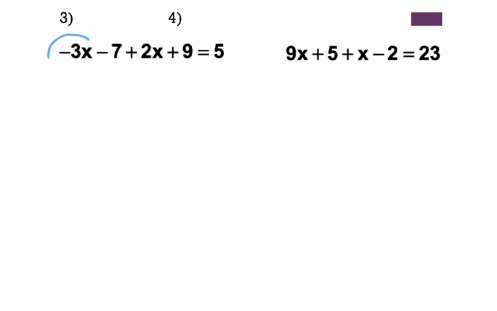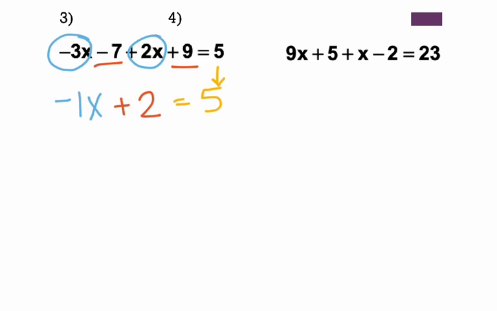All right, on the left side here, we have negative 3x and a positive 2x. Well, negative 3x plus 2x would be negative 1x. And I'm actually going to keep my negative 1 there and not just write it as negative x. Now, negative 7 plus 9 is 2, so plus 2 is equal to, I still have to bring that 5 down.